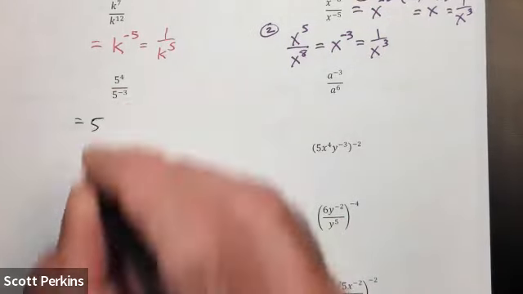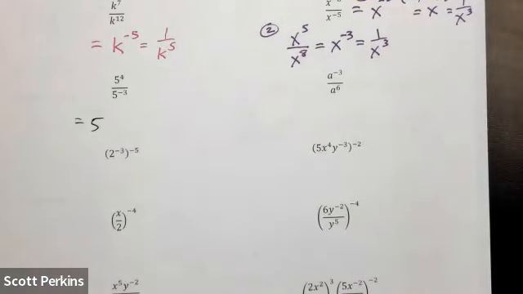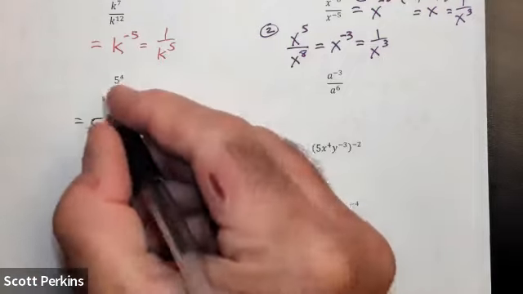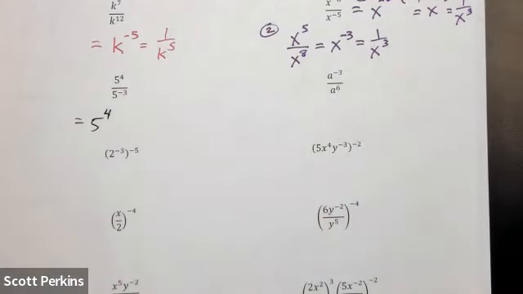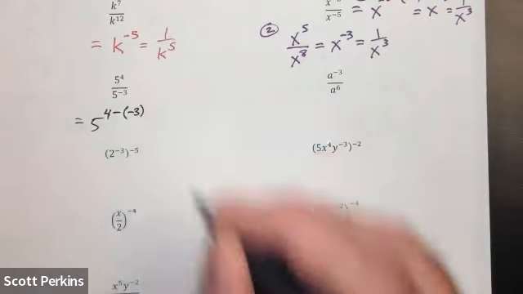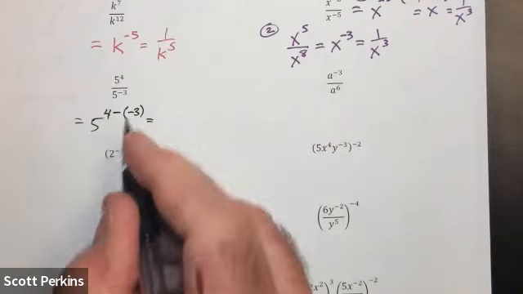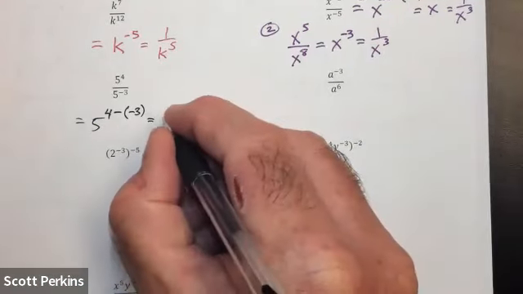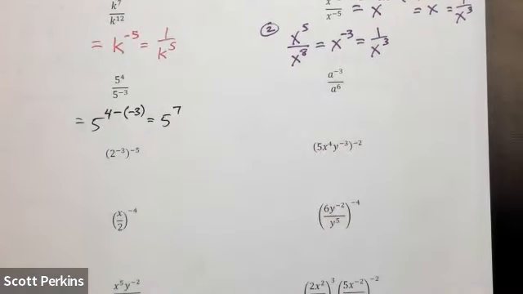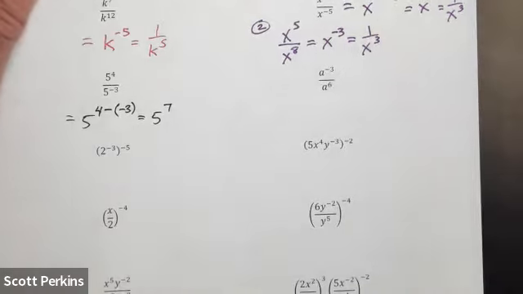So I have 5, and then again, I'm going to write this out because I've got negatives I'm dealing with. I've got 4 is the exponent in the top, minus, and then -3 is the exponent in the bottom. And so 4 minus -3 is the same thing as 4 plus 3, which is 7, 5 to the 7th power, which is a large number. I'm not going to bother multiplying that out. That's the whole purpose of exponents, is to write large numbers in a smaller area.